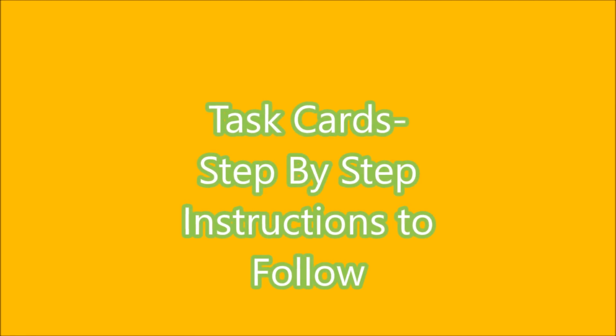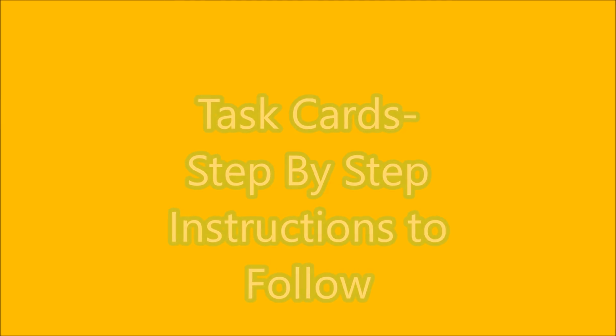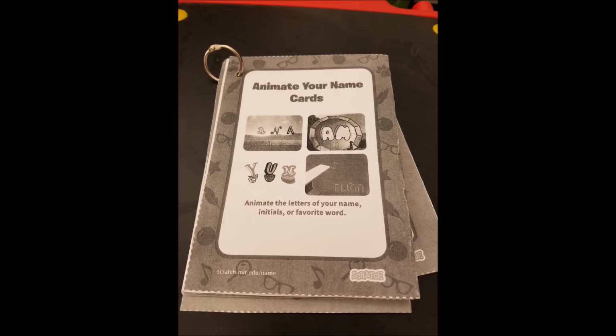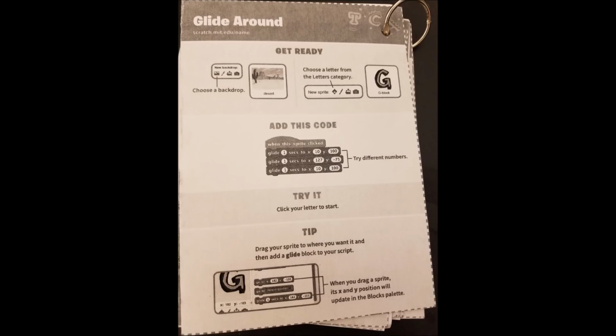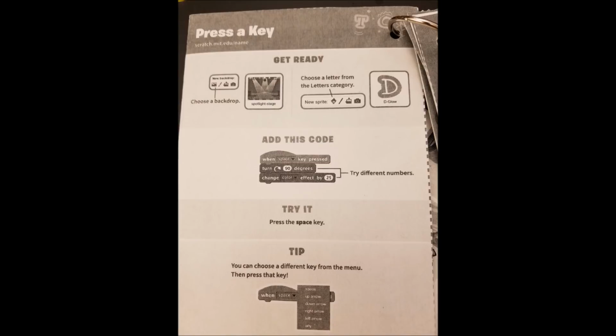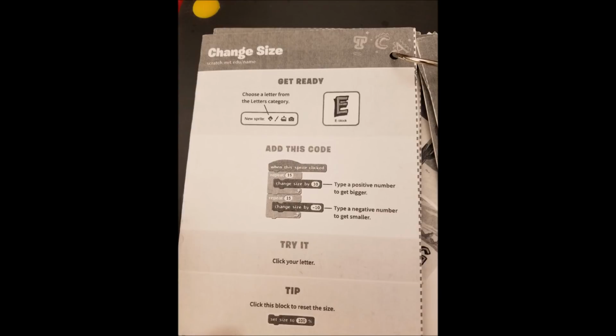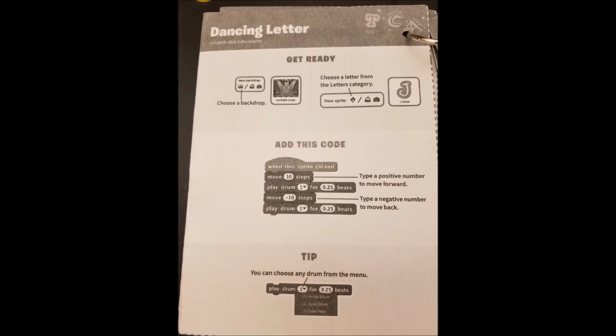So these task cards you're going to pick have step-by-step instructions to follow. Here's the animate your name example. So the first page is going to be which one it is, and then you flip through. Please do not take the ring off. And it's going to tell you the next part. So glide around. These are the steps you're going to follow. It's showing you exactly what blocks to pull over to create that part of the assignment. So each page is going to walk you through a different step in creating this whole animation.